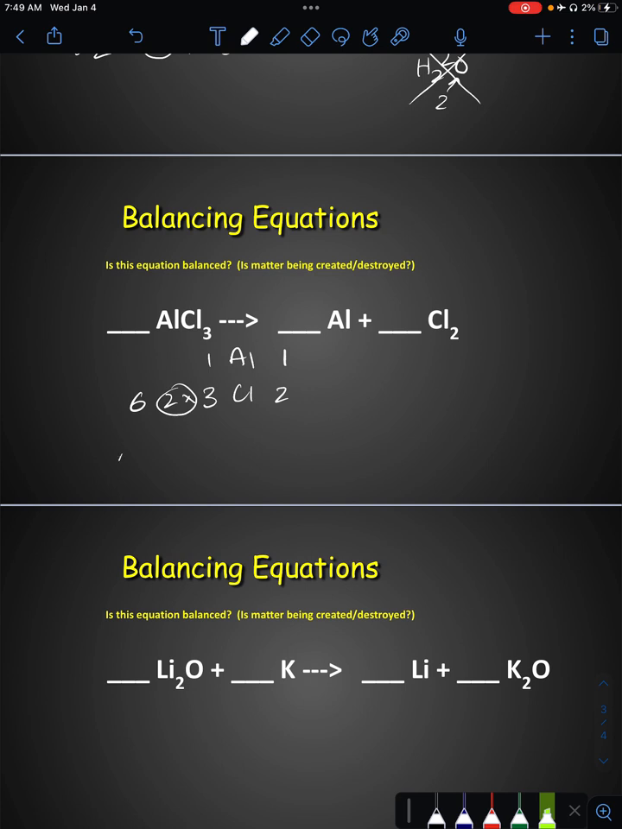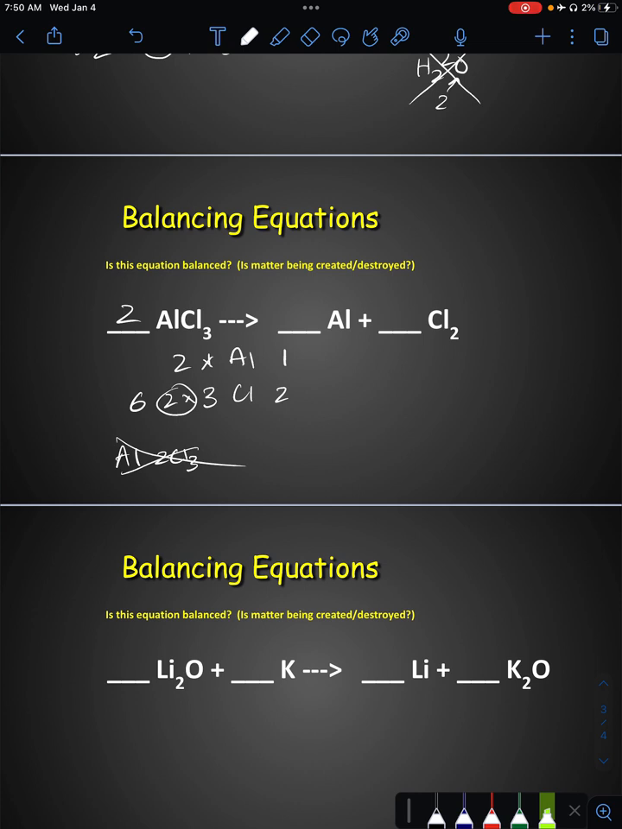Here again, I cannot go Al2Cl3 like that. That just doesn't work. So I have to put it in front. By putting it in front, now that applies to the Al and also to my Cl3. So what that means is I've actually got 2 Als there.